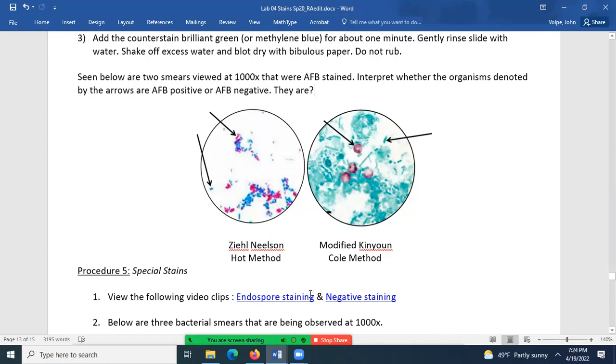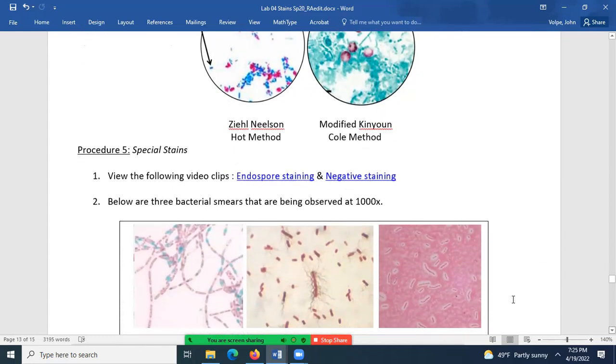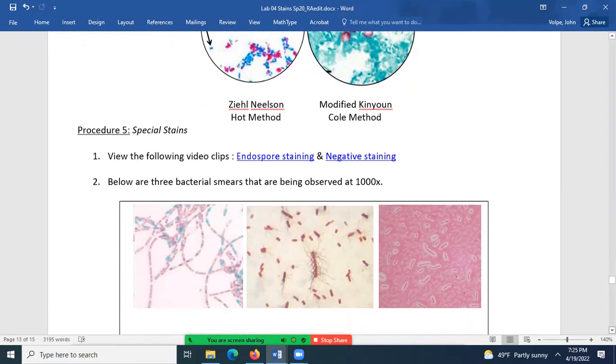All right, then we're going to look at special stains. First, watch a video on the endospore stain. We also have a video on a negative stain. We're going to use a negative stain to stain the cells for cell capsules. This is an endospore stain.